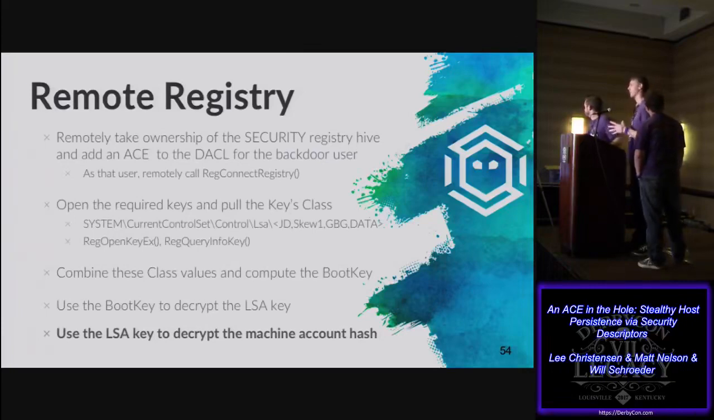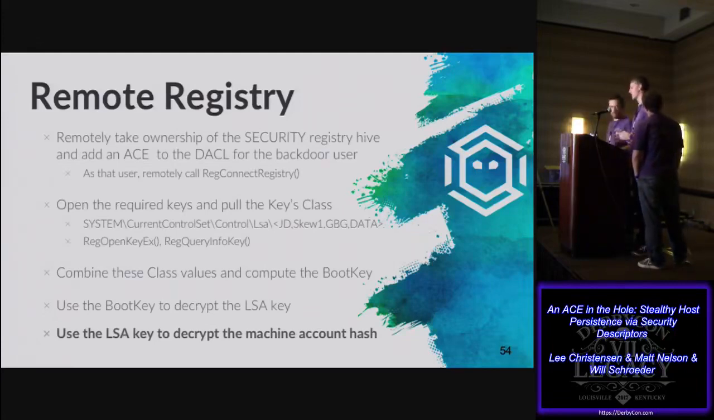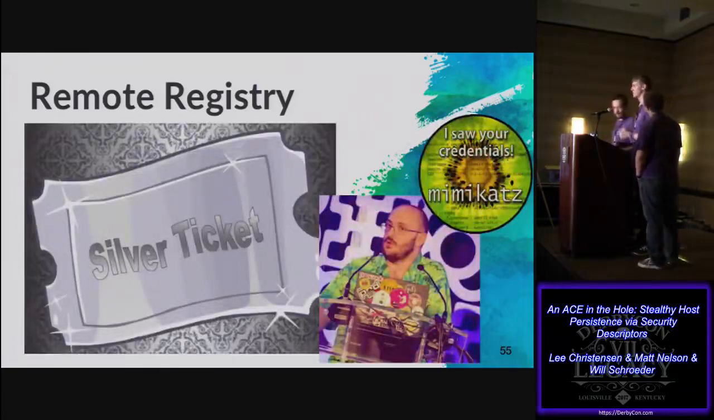Once you do that, you have to actually take ownership so that you can apply the ACE to the DACL on the security hive. So this is where the machine account hash actually lives. So we're adding a malicious ACE to the DACL on the SECURITY hive for our backdooring user, labjason, the same user we've been using before. Once you do that, you've got to remotely pull the key classes. The issue with this is that you can only retrieve this information via RegQueryInfoKey via the Windows API. So you can't do it via WMI, you have to use remote reg. Once you get that, you calculate the boot key. The boot key is calculated, and you use that boot key to decrypt the LSA key.